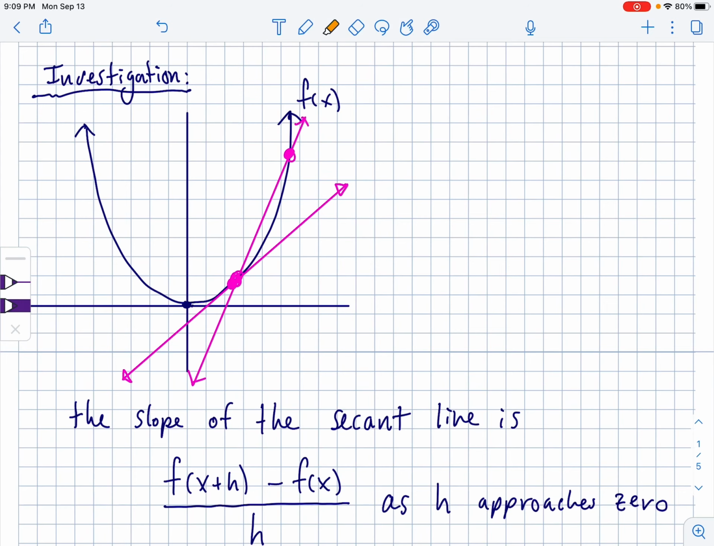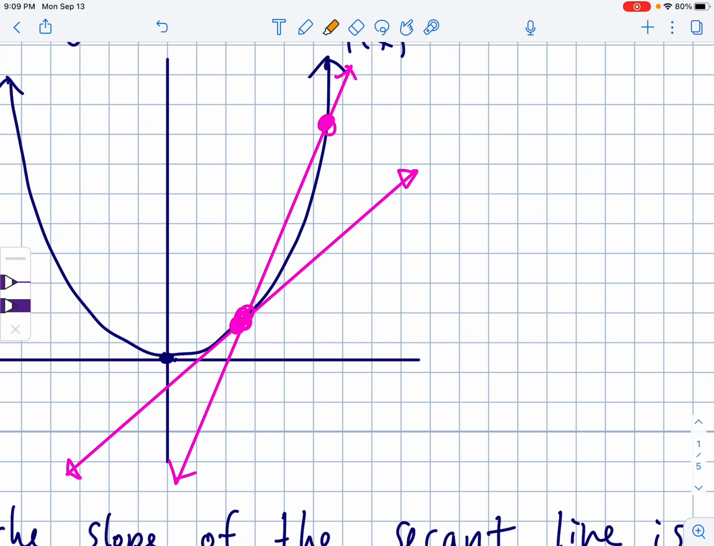So then, if I take that secant line and I slide it a little bit closer, so let's say I make it go through this point right here.